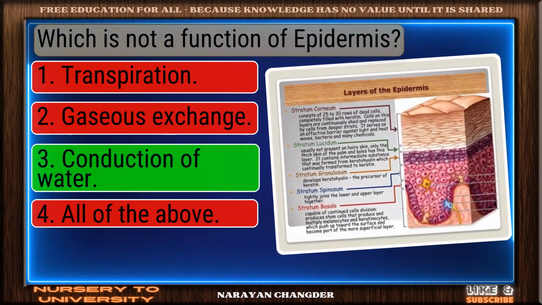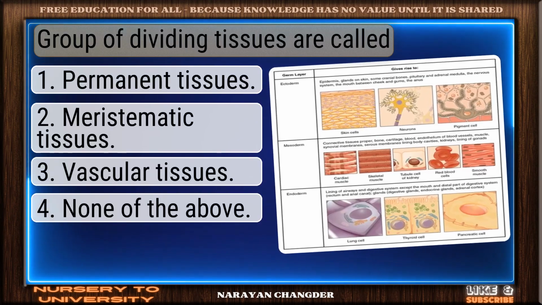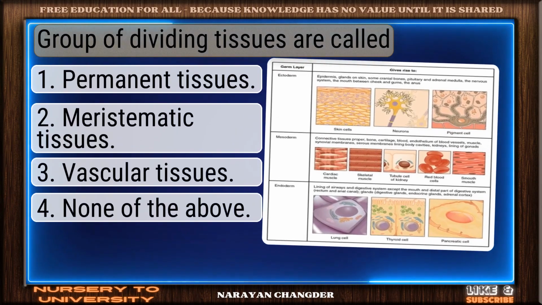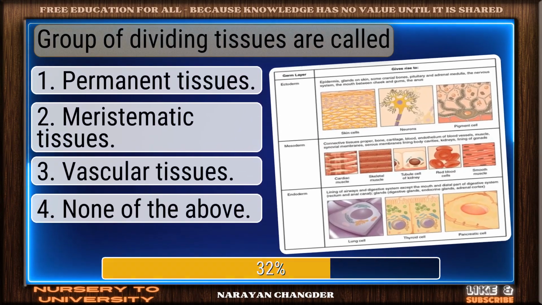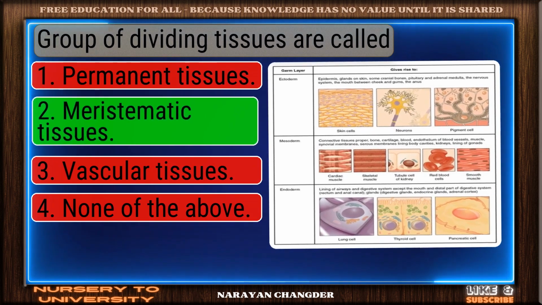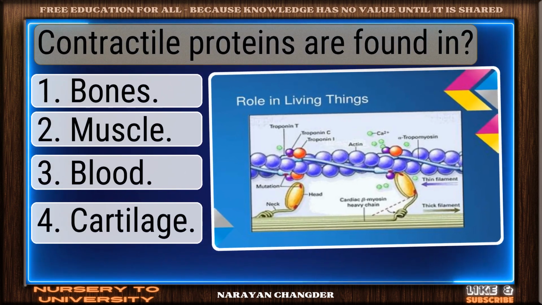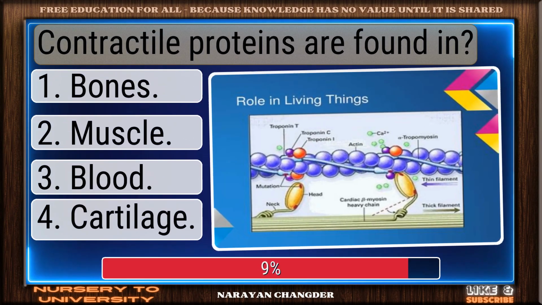Well picked. Conduction of water is the correct answer. Question number 92. Group of dividing tissues are called. Bravo. Meristematic tissues is the answer. Question number 93. Contractile proteins are found in.